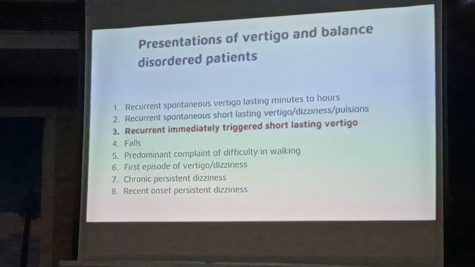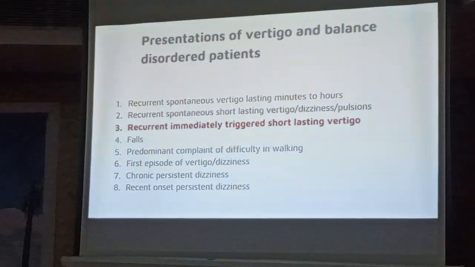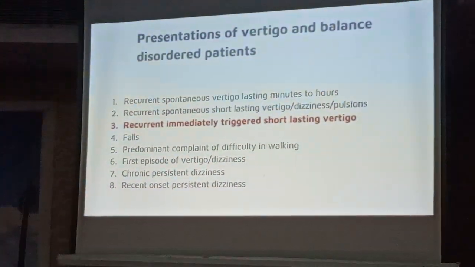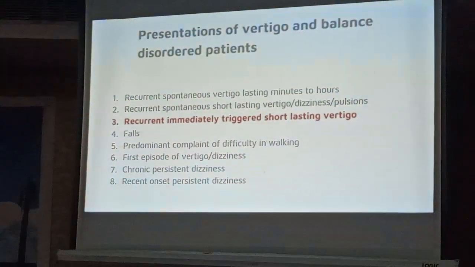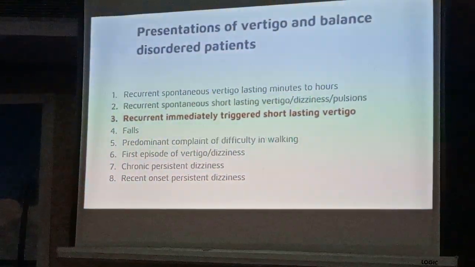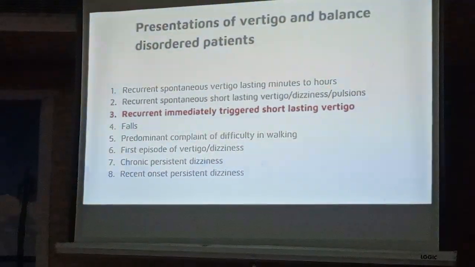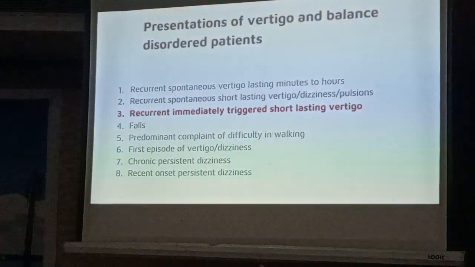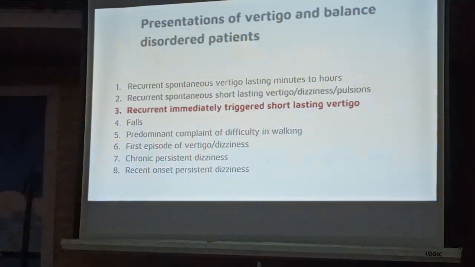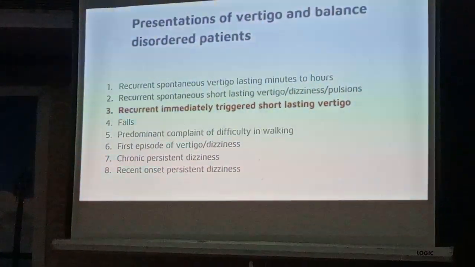Now coming to the third group. The third group is recurrent, immediately triggered, short-lasting vertigo. The difference between this group and the first two is that the third group of patients will definitely tell you, I am doing this and I am getting vertigo, and whenever I do this, I get vertigo. So they will give you a specific trigger, which will be a clue to the diagnosis.